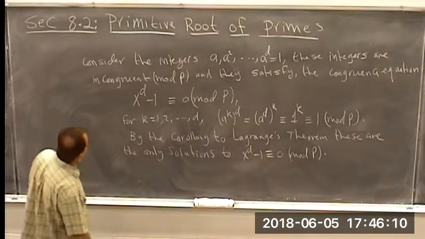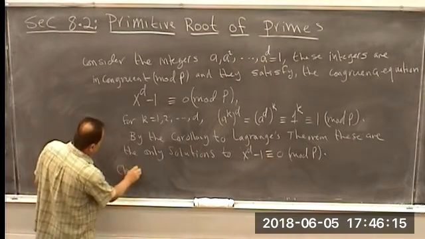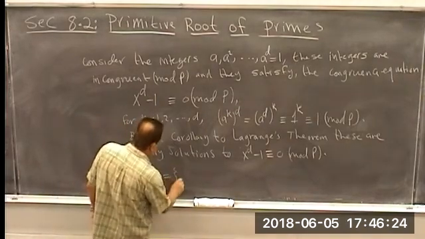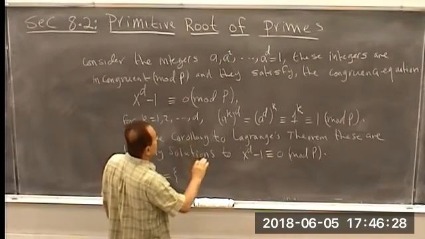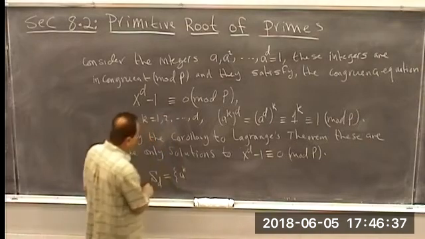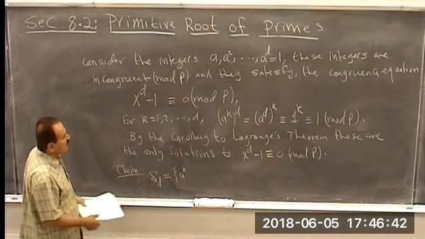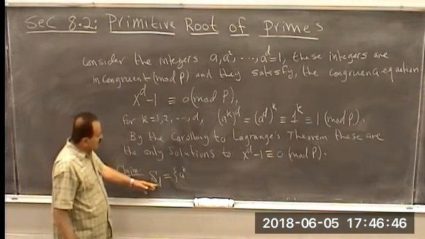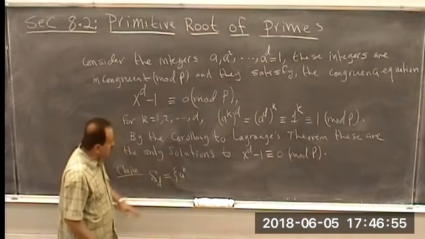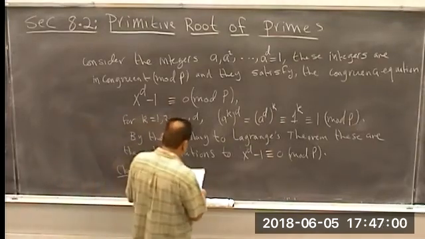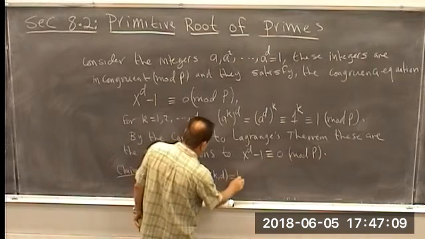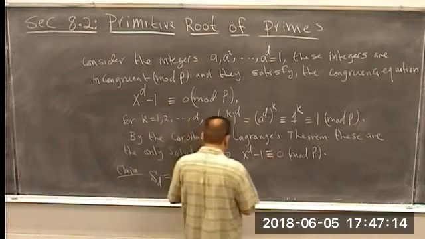Now I want to show the last thing. Here is the claim: S sub d is equal to the set of these elements, which we observed in the example. Remember, for each divisor d, we consider S sub d to be the elements from 1 to p minus 1 whose order is d. I'm going to show that this is also the same as the set of a to the k such that the greatest common divisor of k and d is equal to 1, where k is between 1 and d.